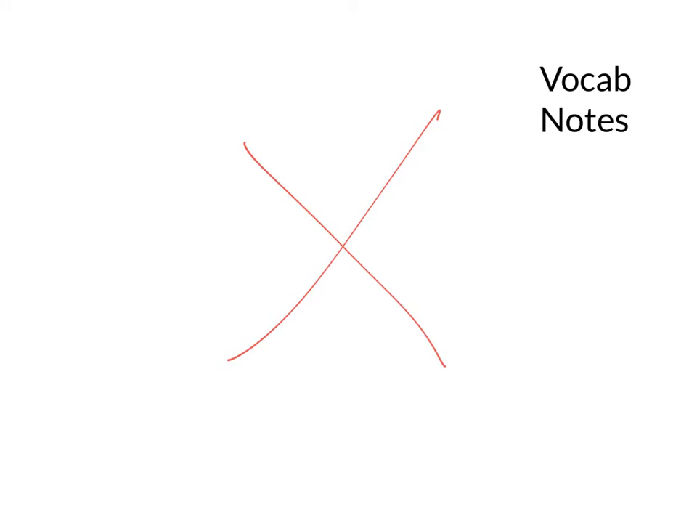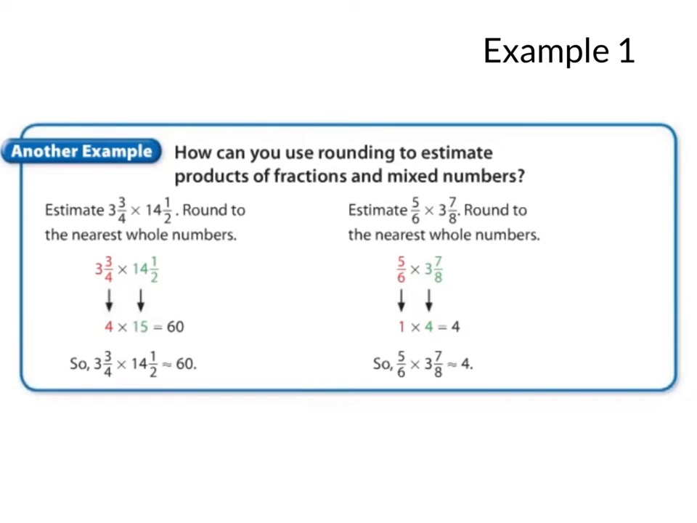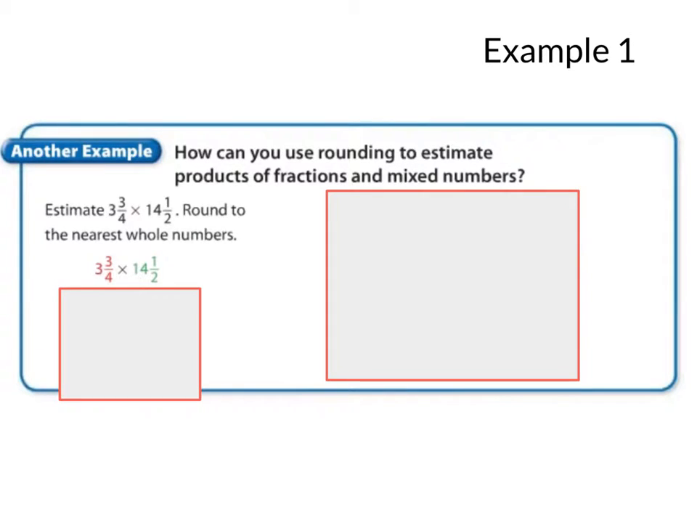You do not have vocab notes today. And here's example 1. So what these are is you treat this as number 1, and then behind here will be number 2. And we're specifically talking about how can you use rounding to estimate products of fractions and mixed numbers.